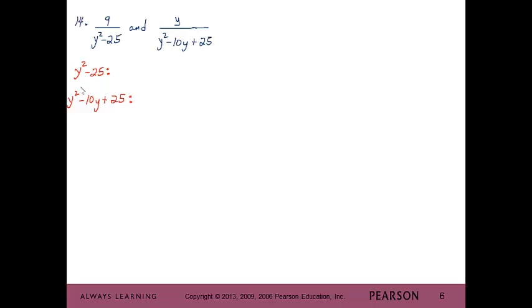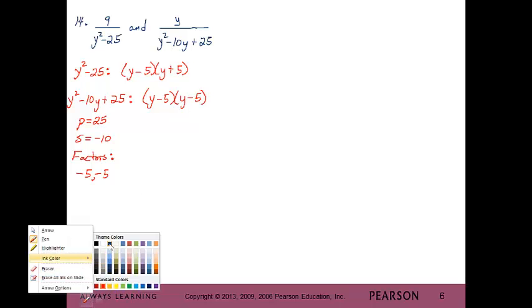So y squared minus 25, this is a difference of squares, so it factors into y minus 5 times y plus 5. And then y squared minus 10y plus 25, this is product and sum. The product is 25, and the sum is negative 10. So then the factors of 25 that add and give us negative 10 are negative 5 and negative 5. So this factors into y minus 5 times y minus 5.